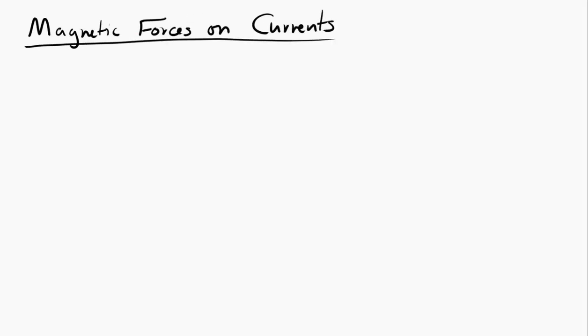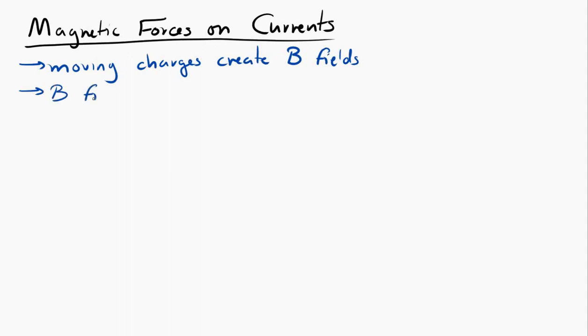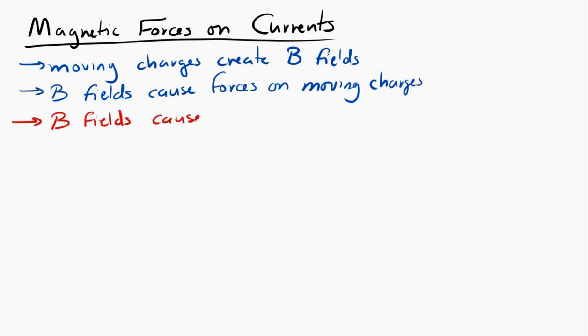Let's look at magnetic forces on currents. So we've already seen that moving charges, also known as currents, create magnetic fields. And we've already seen also that magnetic fields will cause forces on moving charges. So if a moving charge is the same as a current, then it stands to reason that a magnetic field will cause a force on a current. So if you have a current moving through a magnetic field, the current will feel a magnetic force. Well, the question then becomes how much force and in what direction?